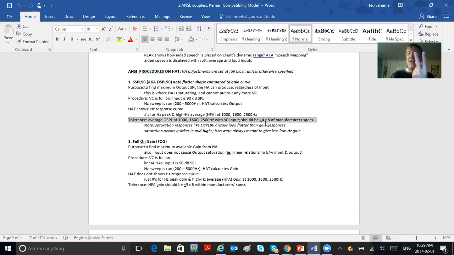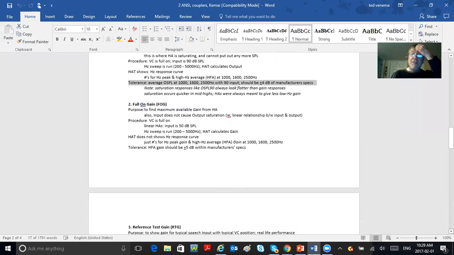Okay? The second one is full-on gain. Full-on gain. Here, you're leaving the volume full on, but now you're not looking at the output SPL anymore. Now you're looking at the gain. And once again, the frequency sweep is run. And the hearing aid test box is looking at the gain of the hearing aid, not the total combined maximum output.